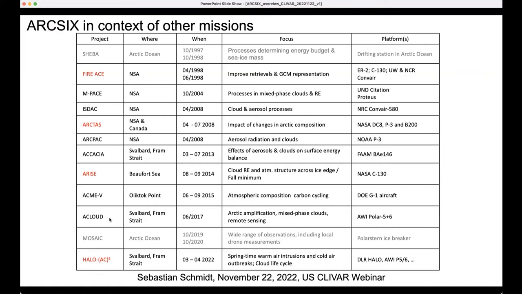Then in gray down here is the MOSAiC mission, which I'm sure you also all know, which is essentially the next big drifting mission after SHEBA. And then there's this HALO-AC3 campaign that I just mentioned that I attended this spring.